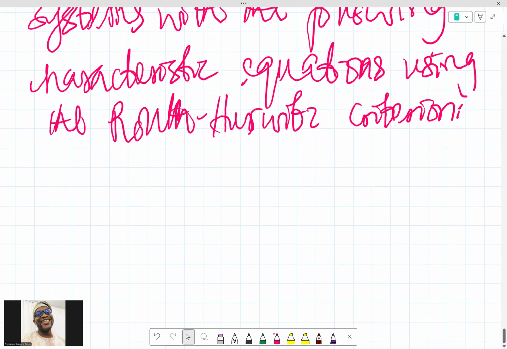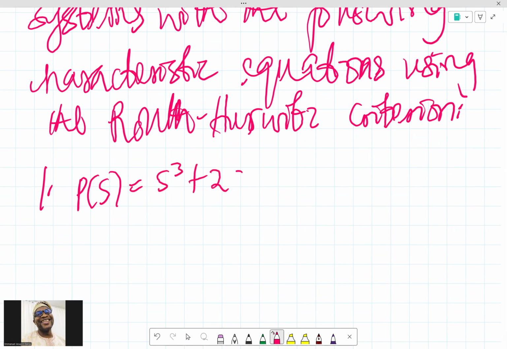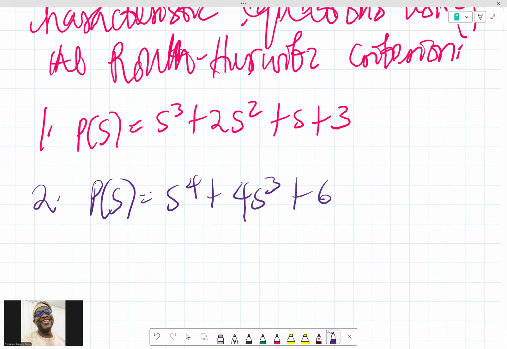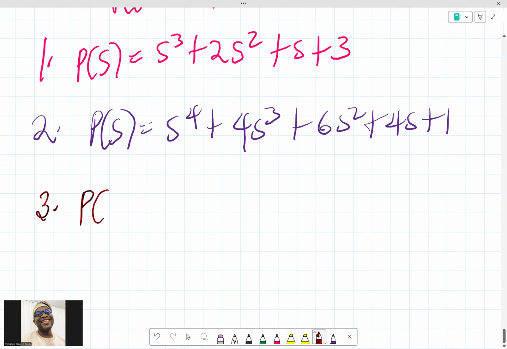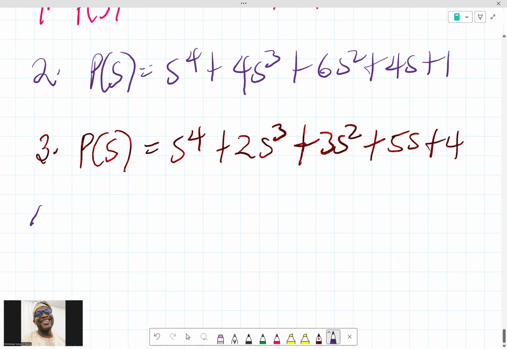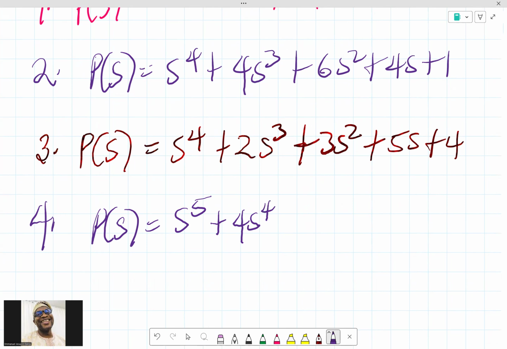Number one, P of S equals S cubed plus 2S squared plus S plus 3. Number two, P of S equals S raised to power 4 plus 4S cubed plus 6S squared plus 4S plus 1. Number three, P of S equals S raised to power 4 plus 2S cubed plus 3S squared plus 5S plus 4. And finally, number four, P of S equals S raised to power 5 plus 4S raised to power 4 plus 3S cubed plus 2S squared plus S plus 1.